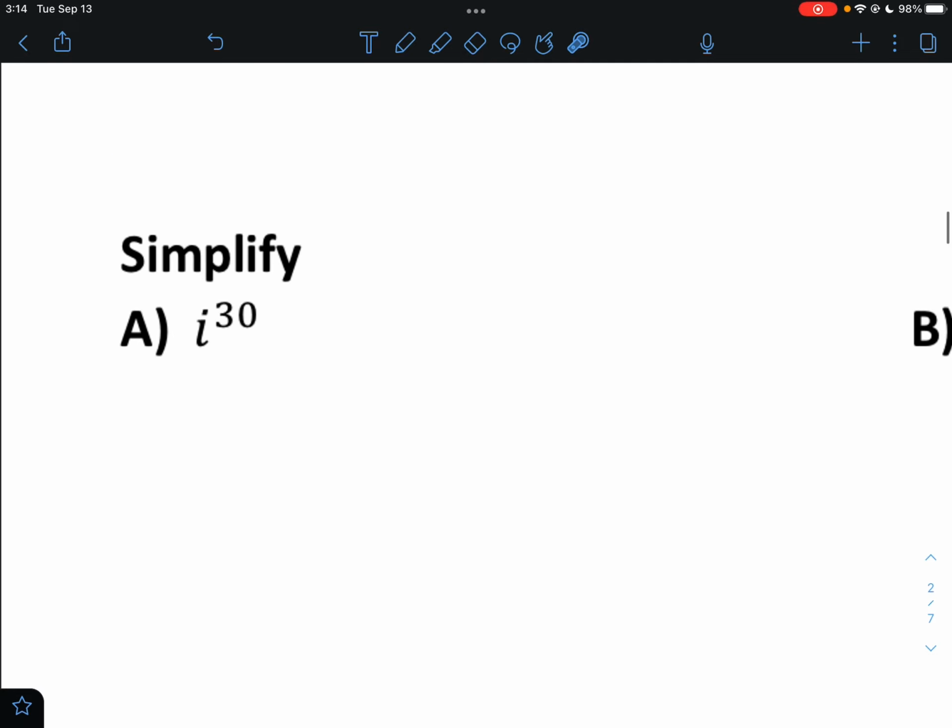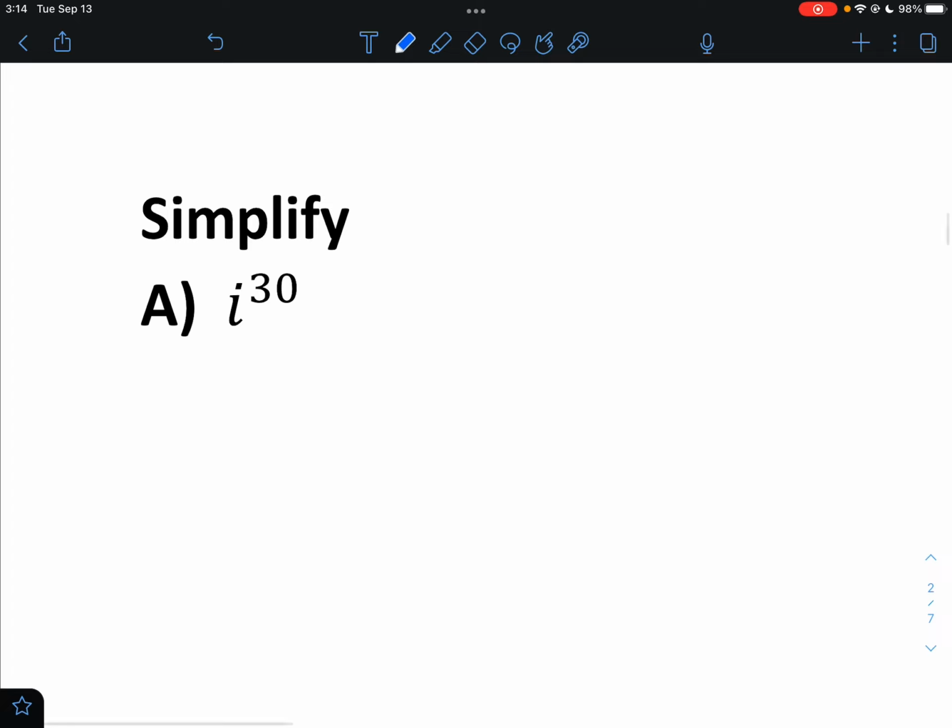i to the 30th. If we divide 30 by 4, we would get 7. So that'd be 28, right? Because we can break this up into i to the 28th times i squared. This would be 1. This would be negative 1. So our answer is negative 1.